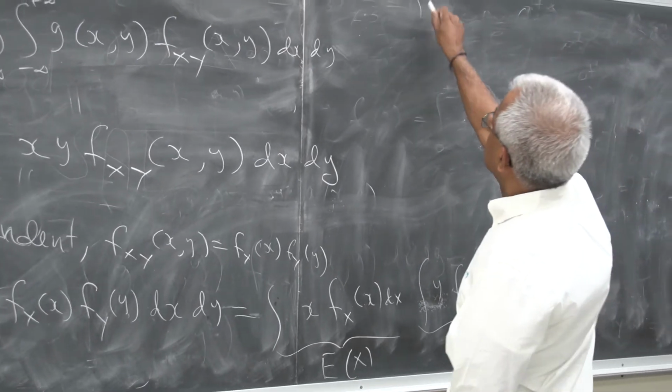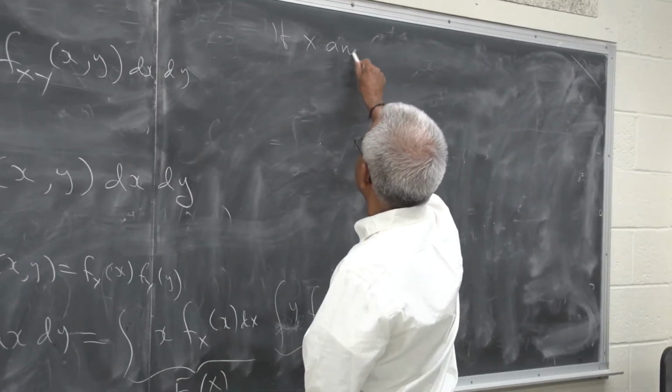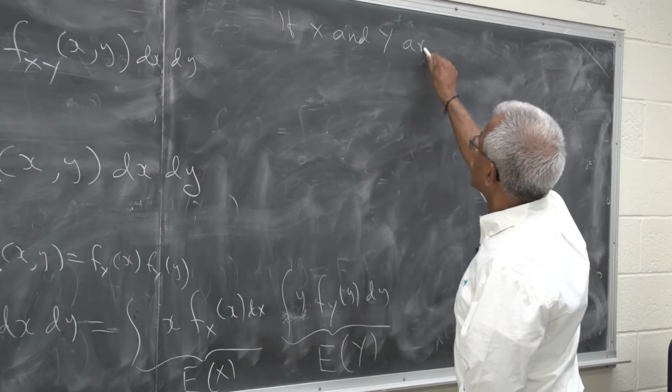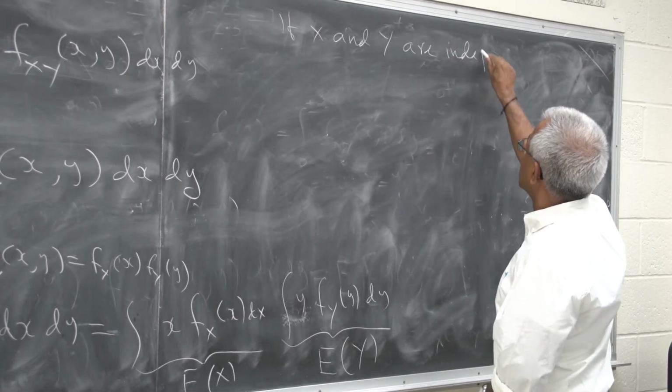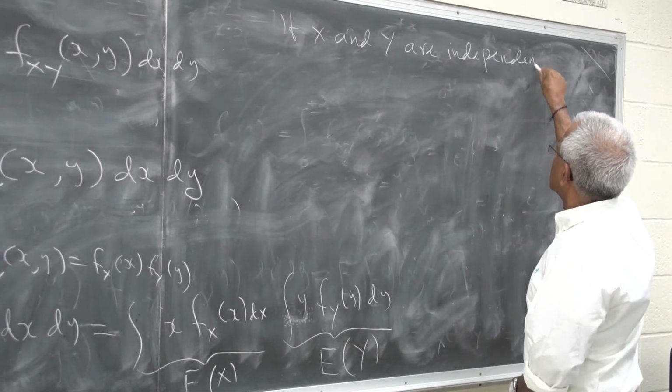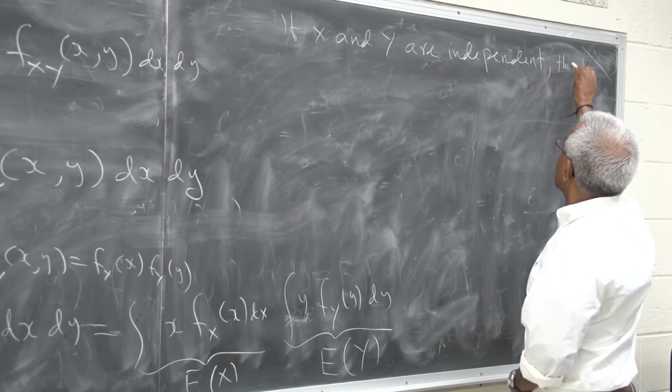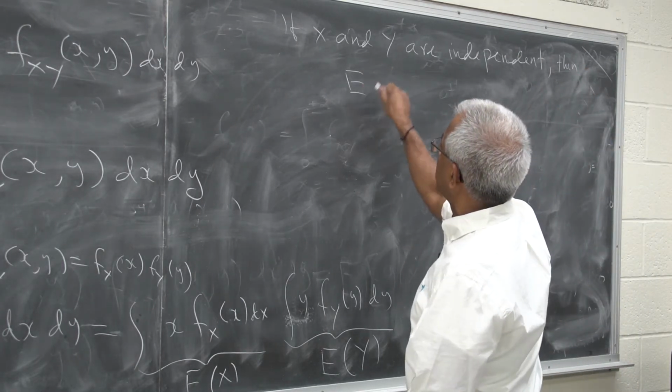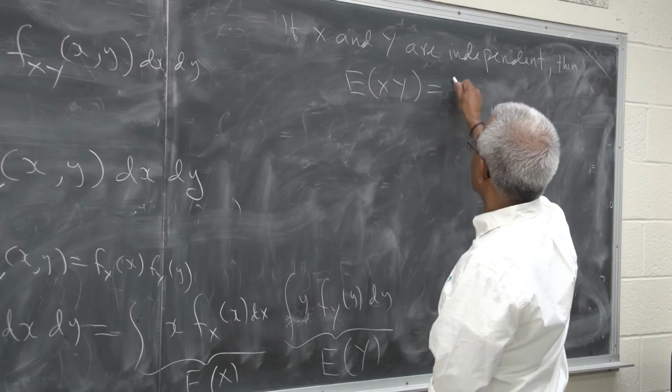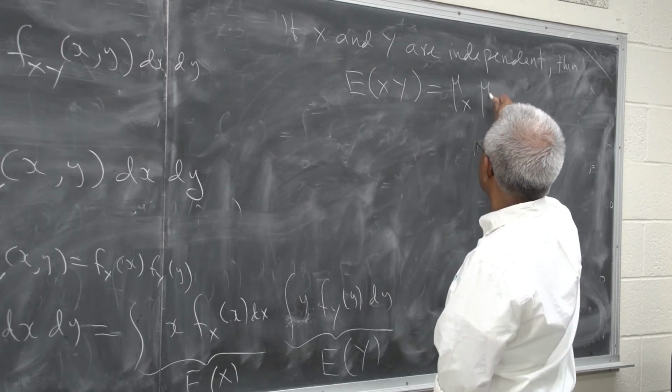So we have a result here. If X and Y are independent, then the expected value of XY is mu_X multiplied by mu_Y.